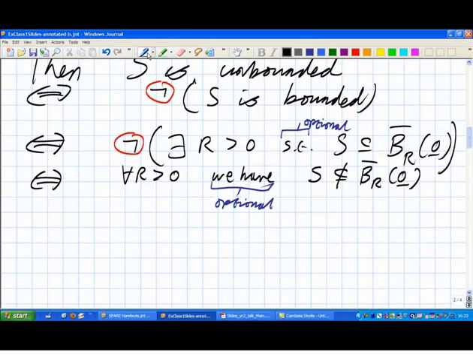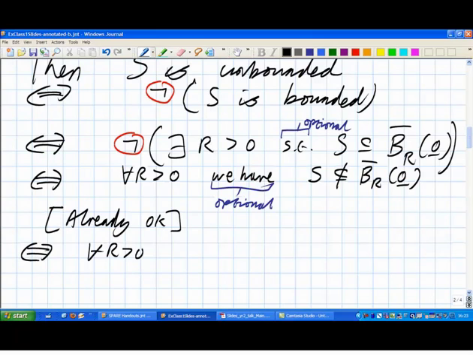Well, that's correct already, but it's implicitly got a "not a subset of" in, and it'd be nice to get rid of that "not" as well if you can. So I'd say this is already okay. But I prefer to go even further. For all R greater than 0, I'll use a comma instead of a "we have" this time.